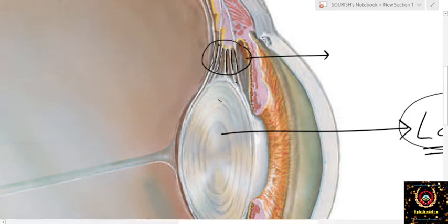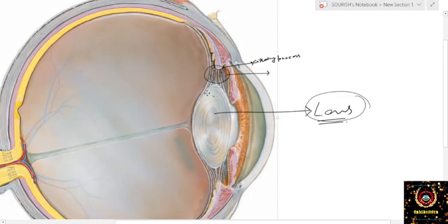These are the ciliary processes. These 1, 2 and 3, these bumpy structures are called ciliary processes, and these fibers originating from here and here are called zonular fibers. These zonular fibers help in maintaining the structure of the lens.